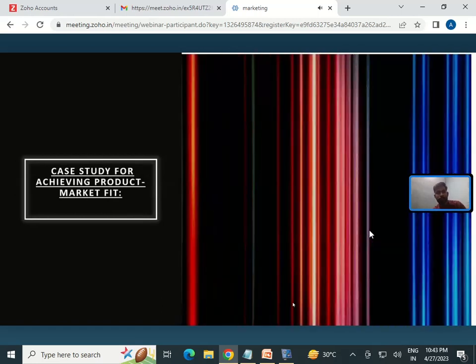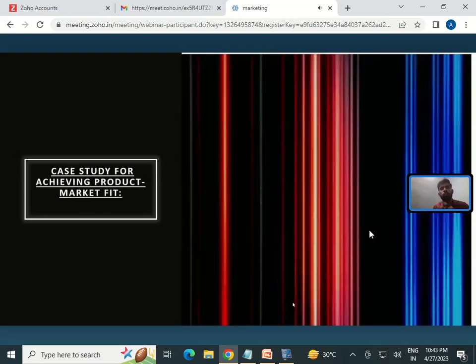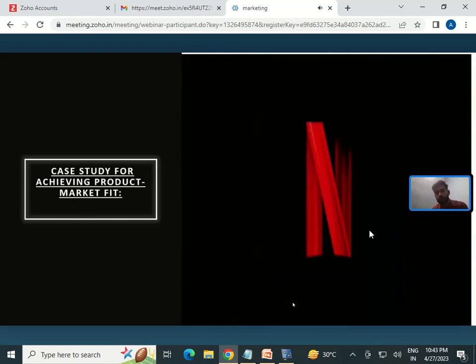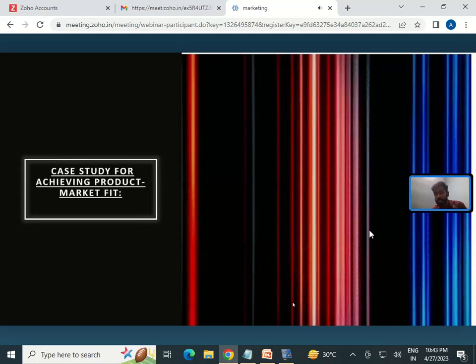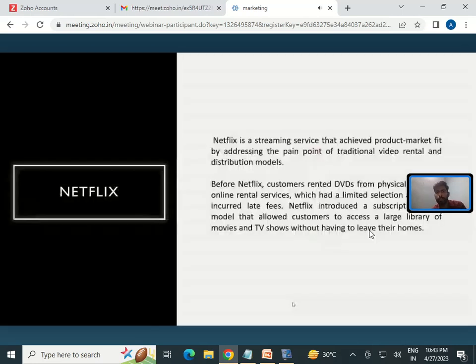Even though new movies and new web series were being launched on OTT platforms, that OTT business basically scaled up a lot in the COVID pandemic time. Now let's understand the Netflix story very closely. Netflix is a streaming service that achieved product market fit by addressing the pain points of traditional video rental and distribution models.